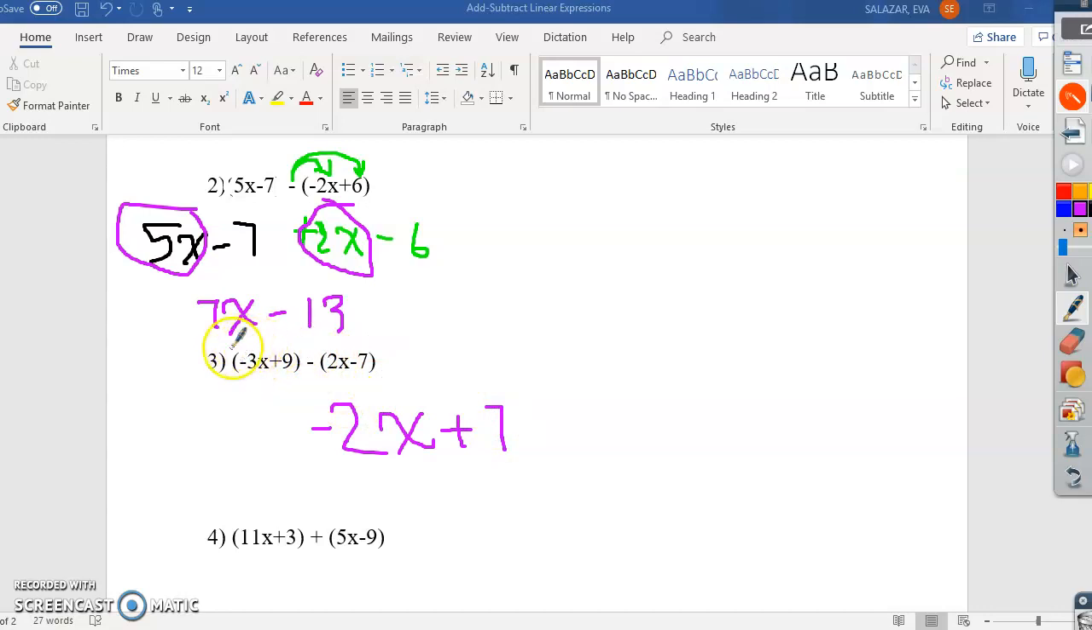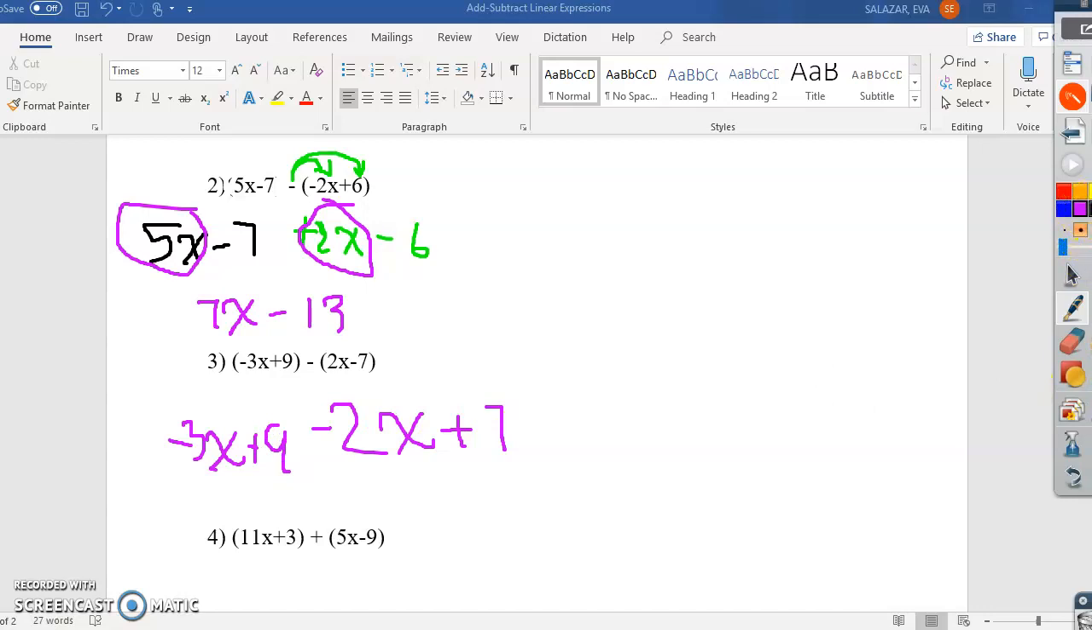Now, this is not going to change. There's nothing in the front here. It's just a positive. It's as if I had positive. So I'm going to keep the same value. So that is negative 3x. I'm just bringing it down. Plus 9.